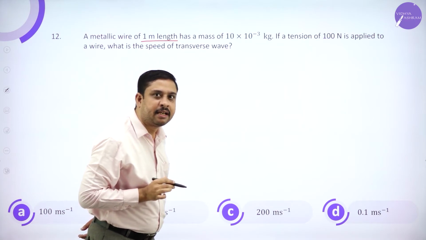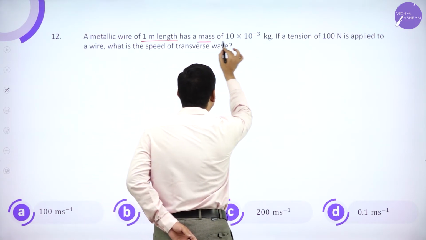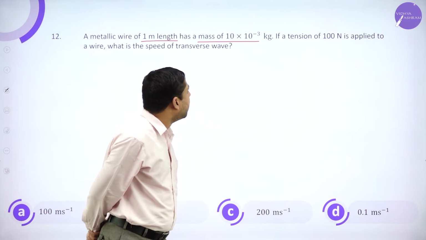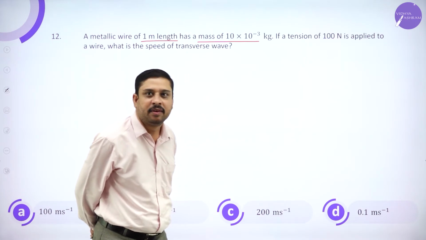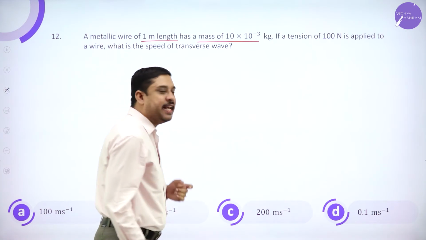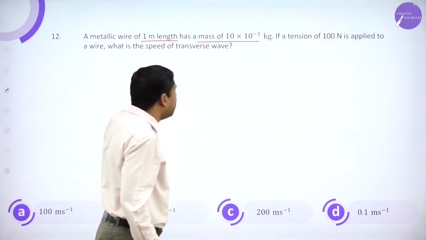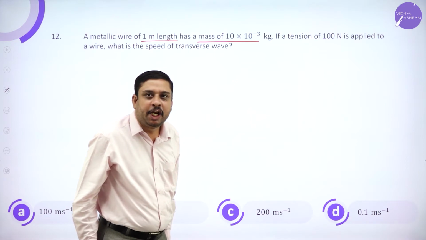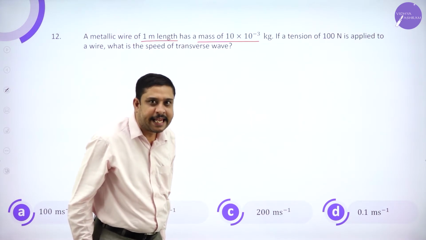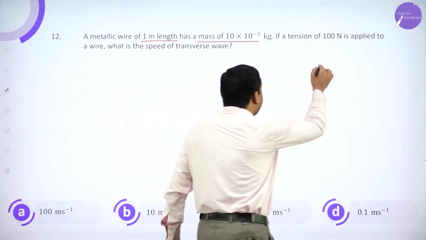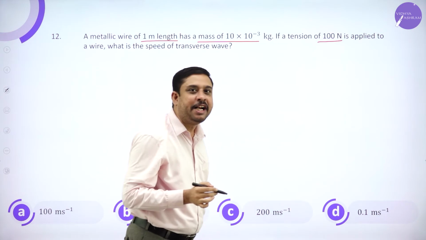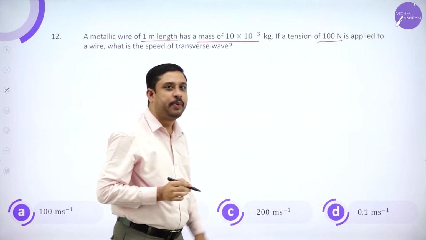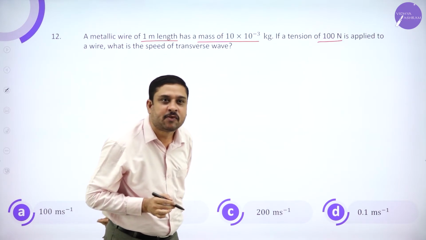Now, a metallic wire of 1 meter length has a mass 10 into 10 power minus 3 kg. A tension of 100 Newton is applied to that wire. Then what is the speed of the transverse wave?